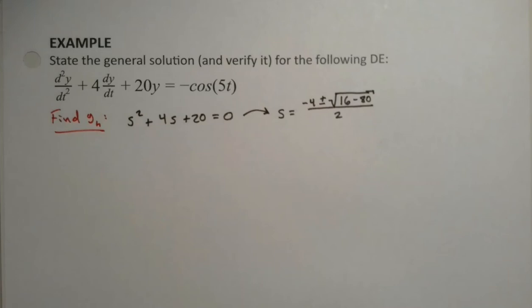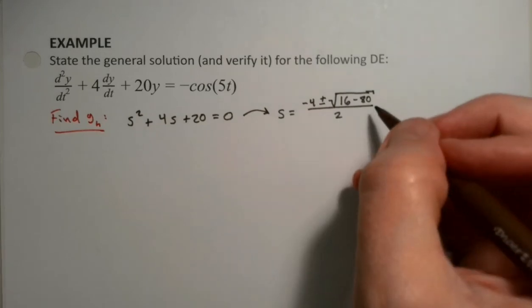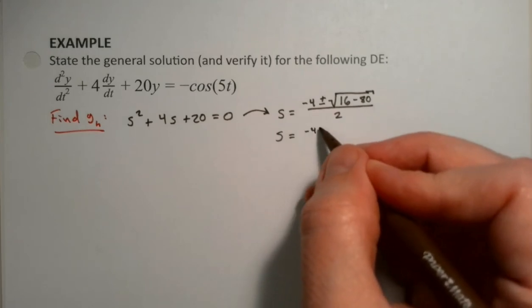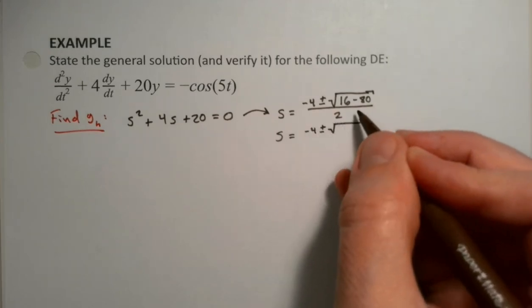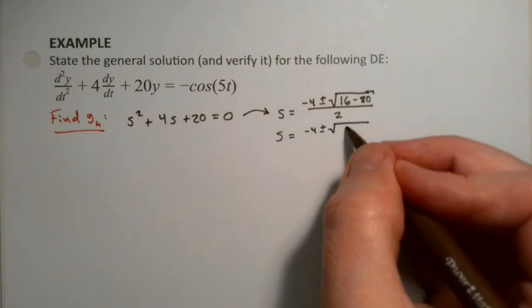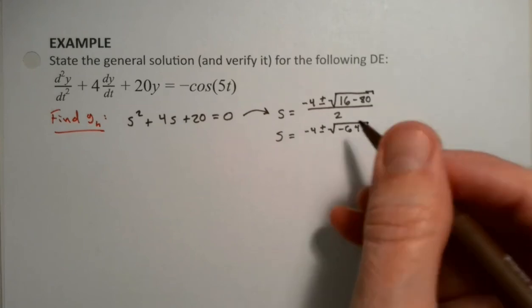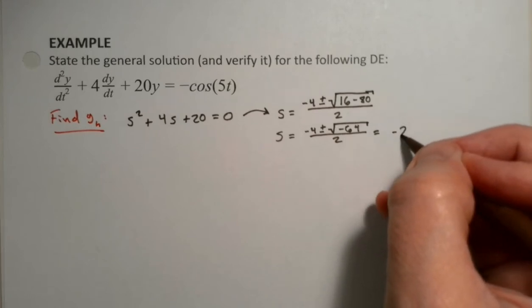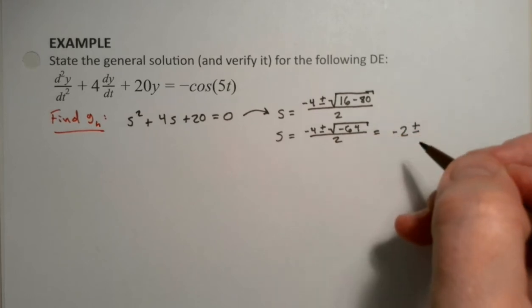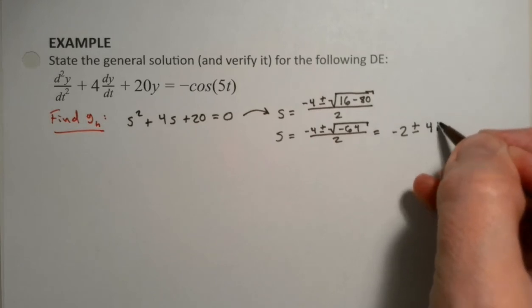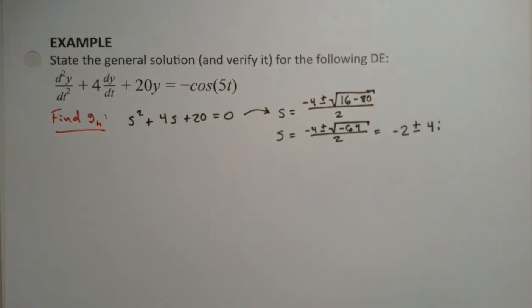So you can probably tell pretty quickly that this is going to turn into a complex number. Sure enough, we have negative 4 plus or minus the square root of 16 minus 80, which is negative 64 on the inside there, all over 2, which simplifies down to negative 2 plus or minus the square root of 64 is 8i, divided by 2 gives us plus or minus 4i. So we have two s values. They just happen to be complex.